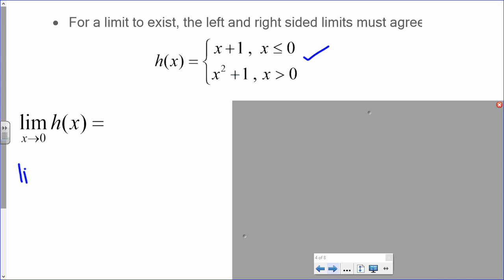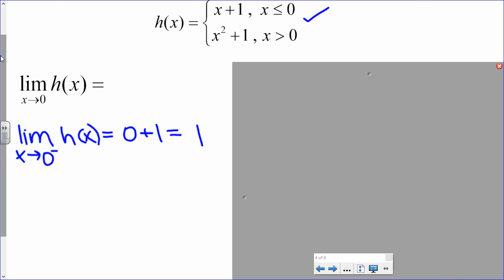So, the limit as x approaches 0 from the left of h of x. Which function is to the left of 0? X plus 1. So that means we're going to use direct substitution with x plus 1, which we get 1. Then we're going to look at the right-hand limit.